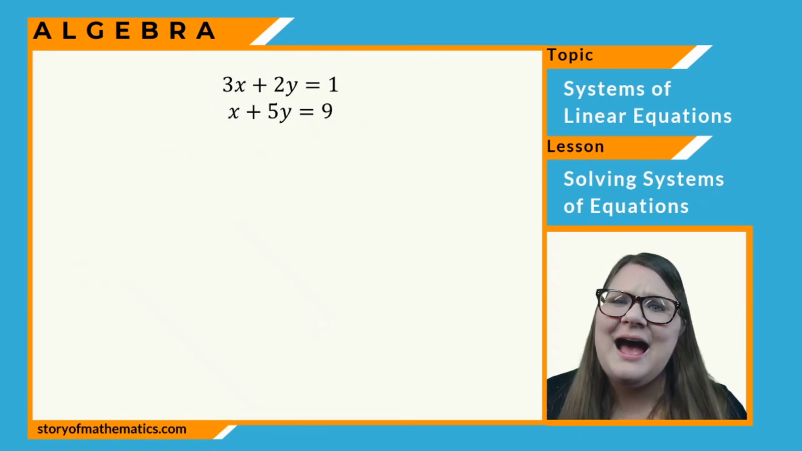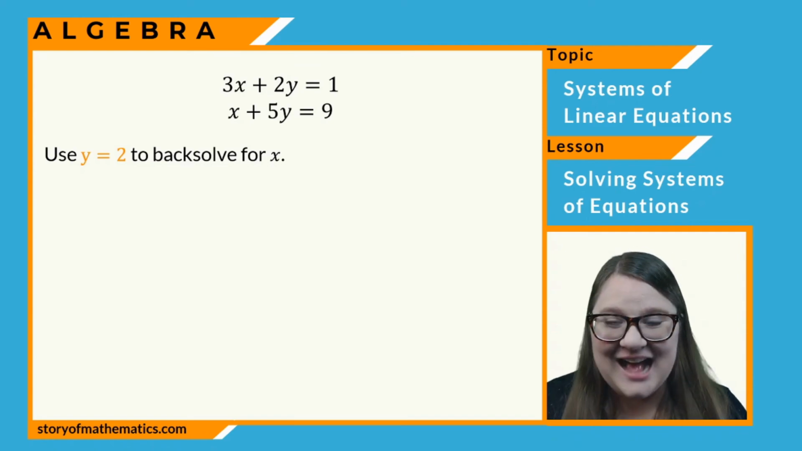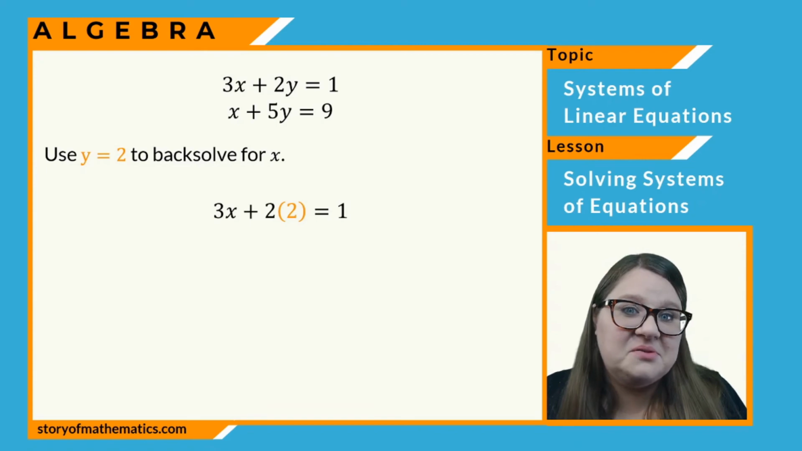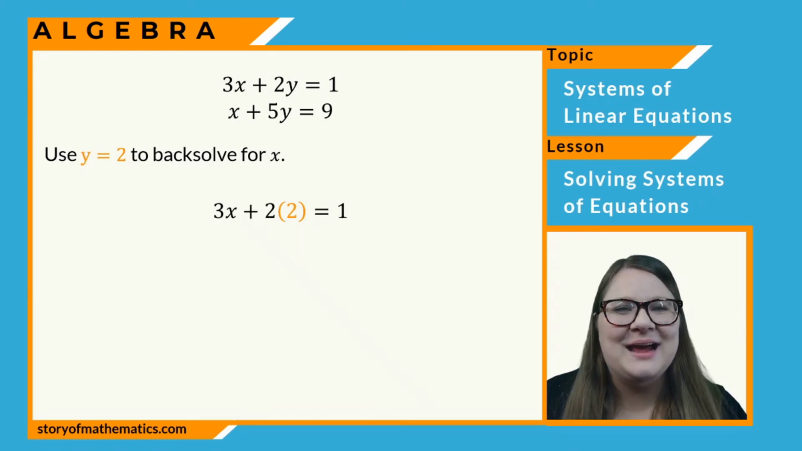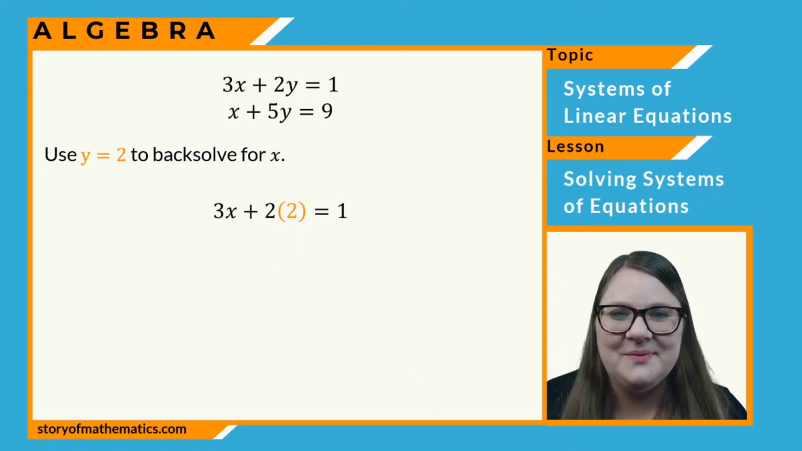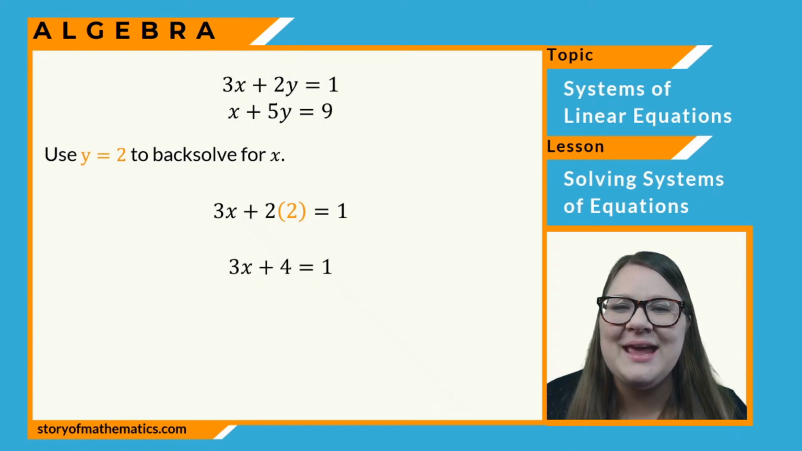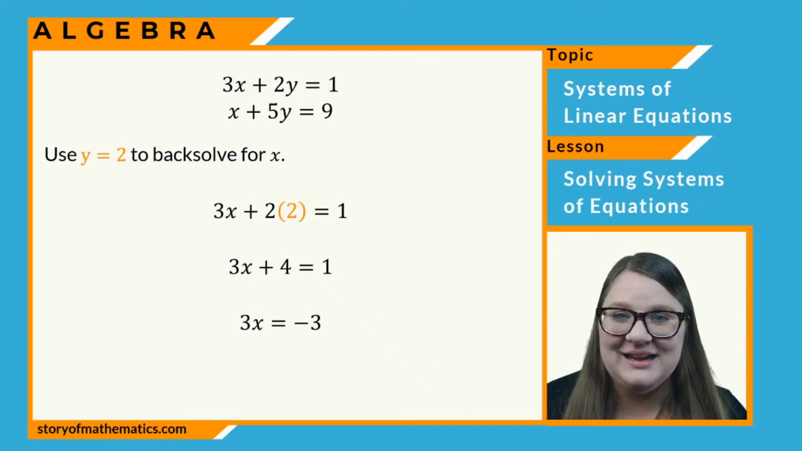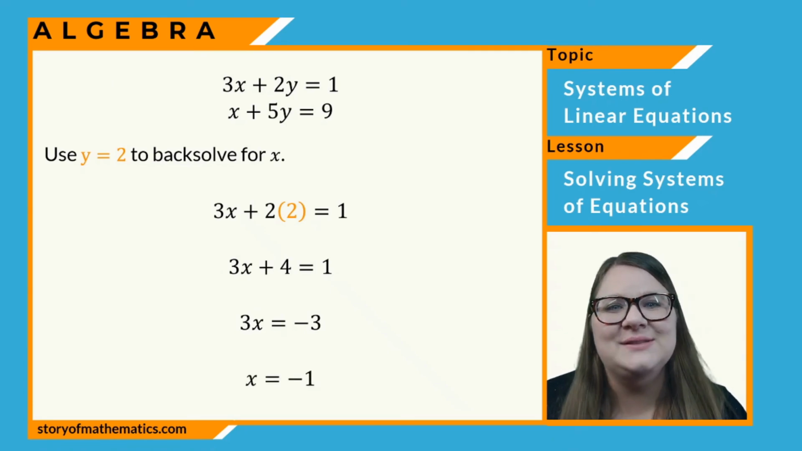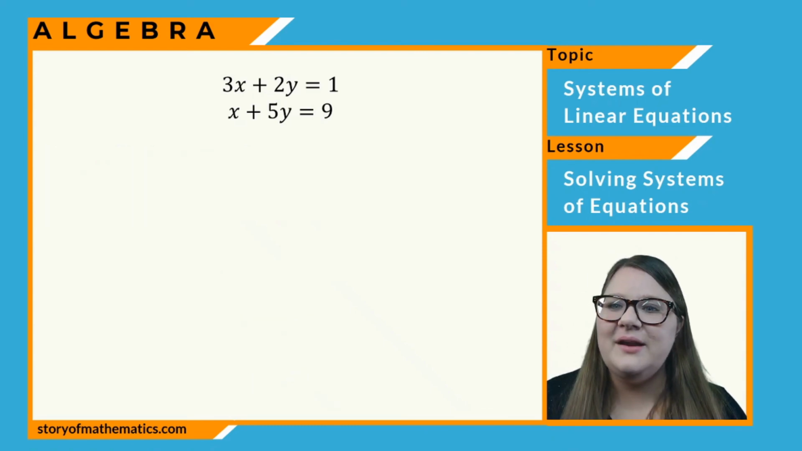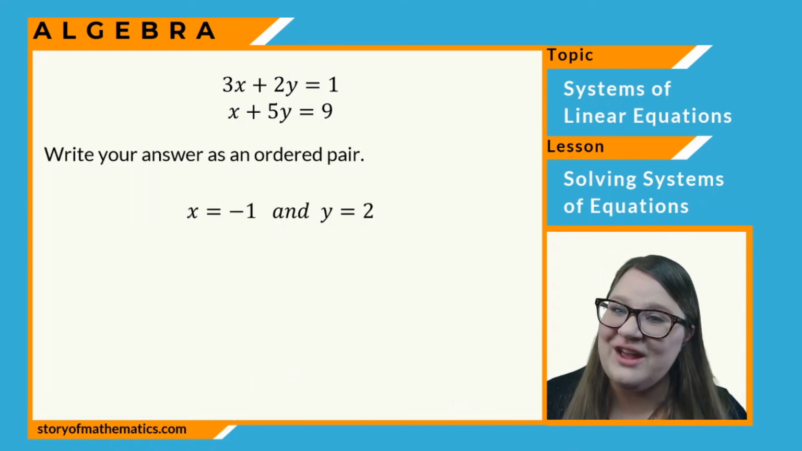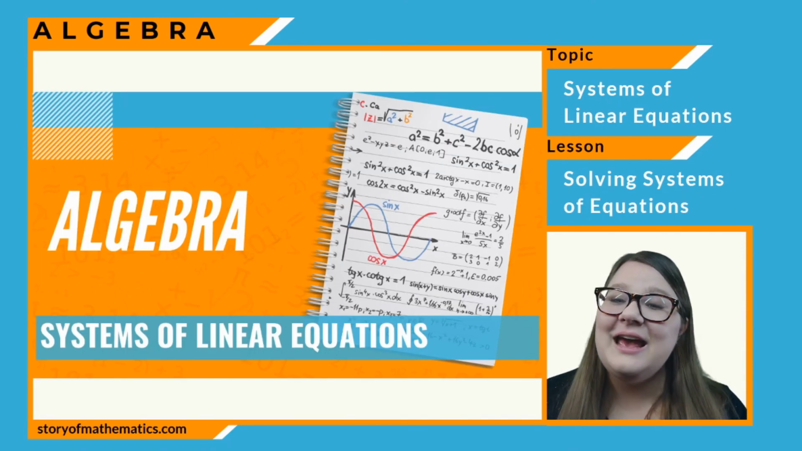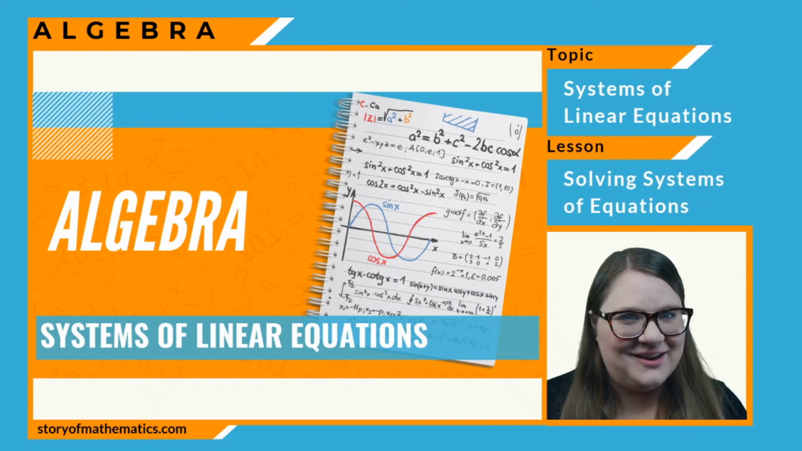Now that I know my y, I can use it to back solve for x. I can plug it into either equation, but I'm going to choose to plug into the first one because it's first. So that gives me 3x + 2 times 2 = 1, or 3x + 4 = 1. So now I can subtract 4 from both sides and get that 3x = -3. Dividing by 3 gives me x = -1. Now I know that x = -1 and y = 2. I can write it as my ordered pair, (-1, 2). And that's how you solve systems of linear equations.